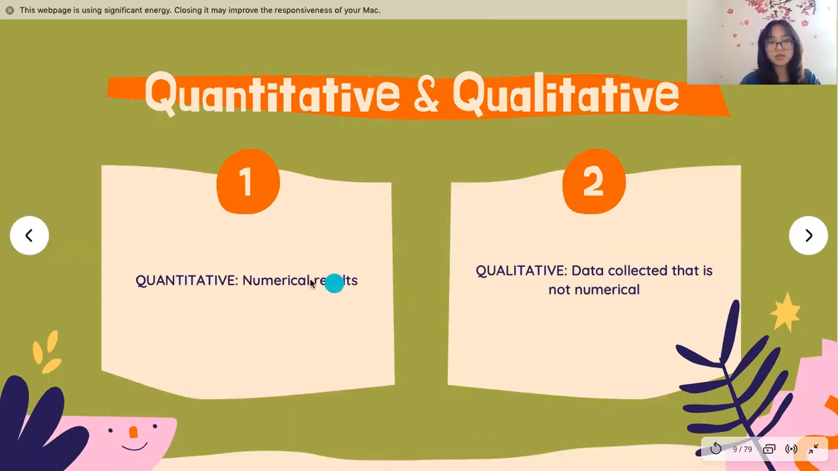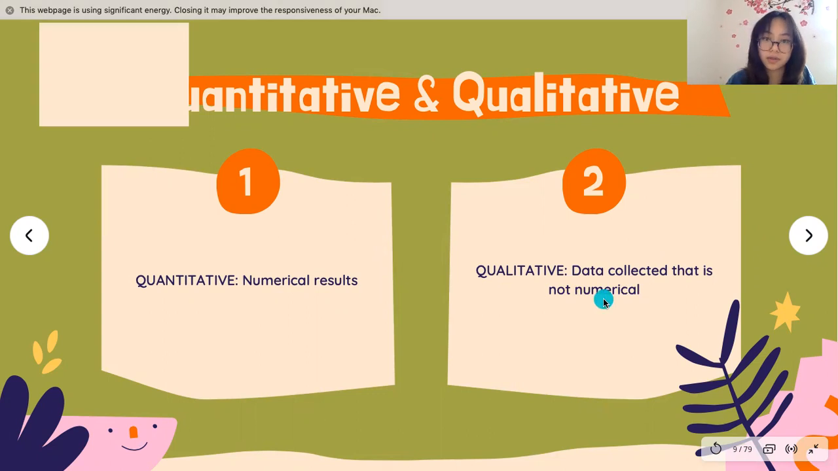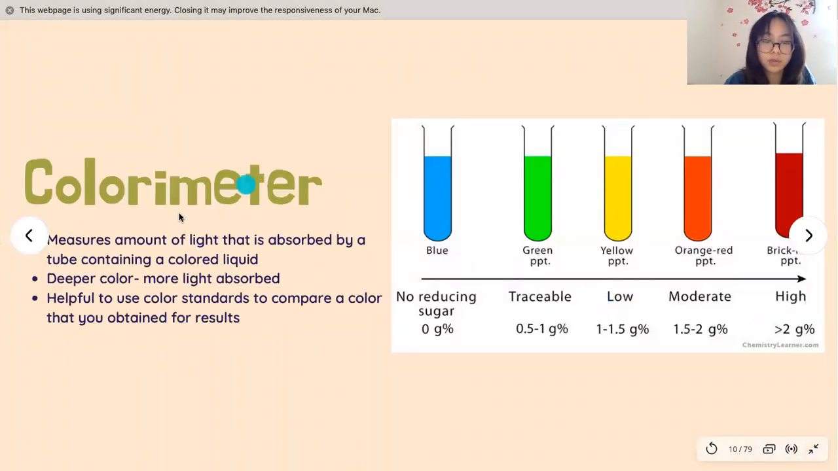So you have both quantitative, which is a numerical result, and qualitative data, which is the data that is not numerical. So you can use a colorimeter, which measures the amount of light that is absorbed by a tube that contains a colored liquid. So the deeper the color means the more light is absorbed. And it's helpful to use color standards to compare color, so you can get more accurate and precise results.